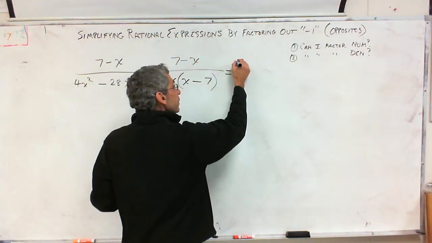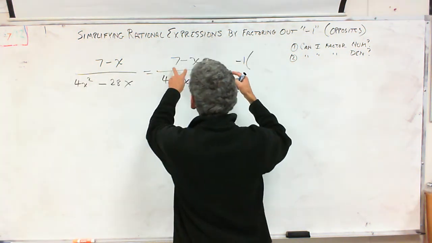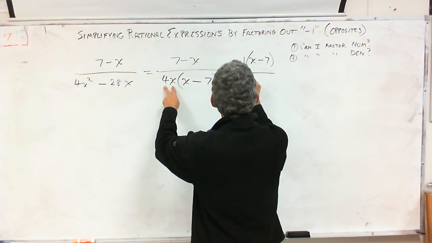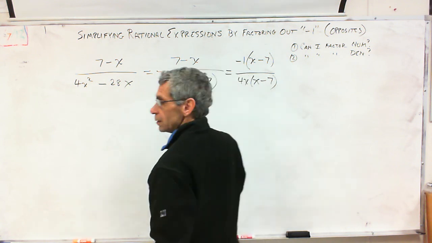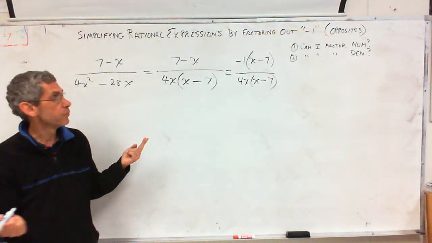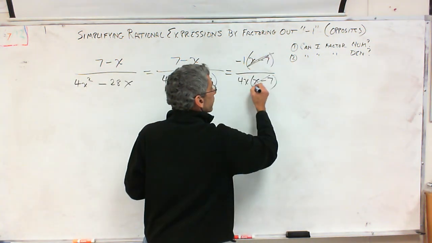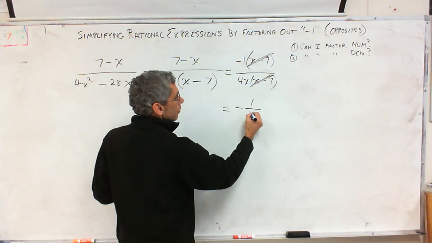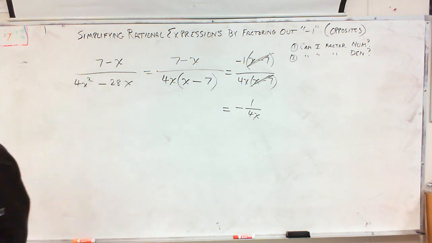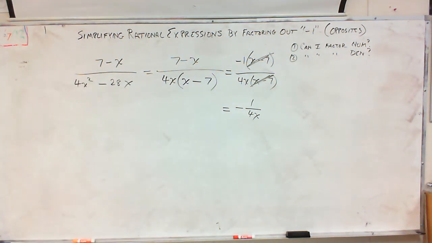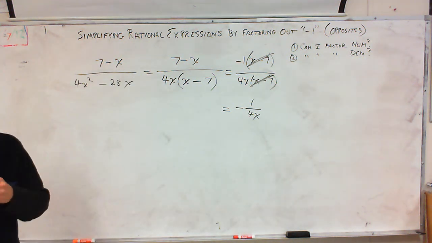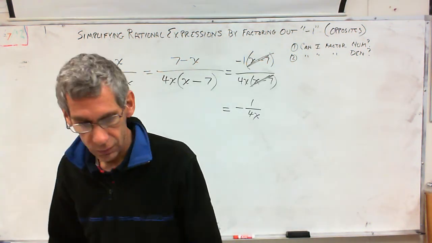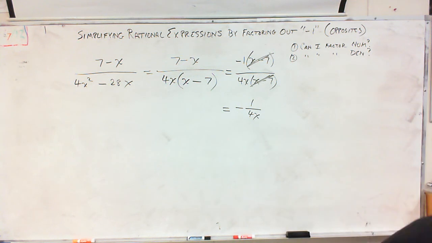So we'll do it. You write your negative 1, parenthesis. Now the 7 minus x is going to be x minus 7, all over 4x times x minus 7. Right? So now you have blobs that are the same. We're going to cross out the x minus 7, cross out the x minus 7. My final answer is negative 1 over 4x. Right? So it's pretty straightforward. It's a hugely helpful process or procedure to do.